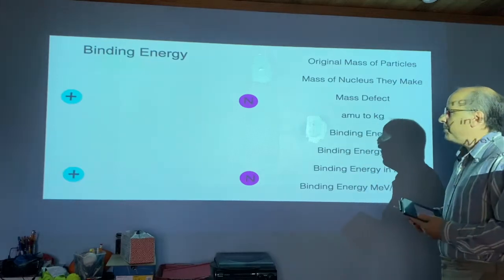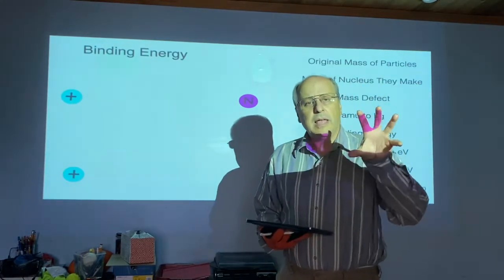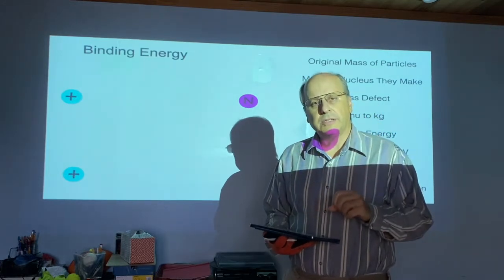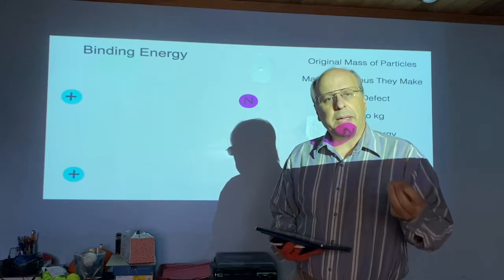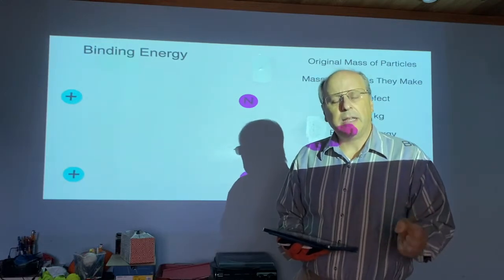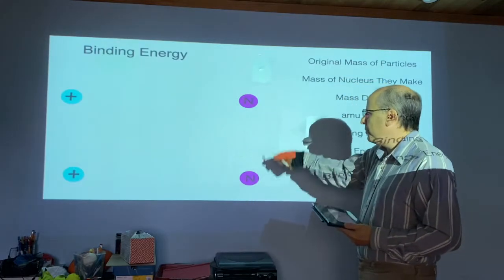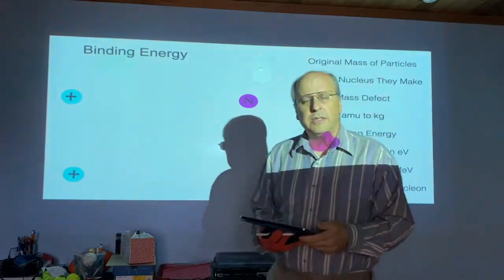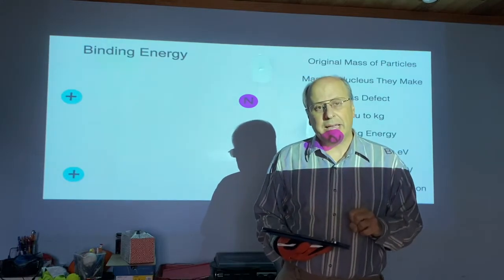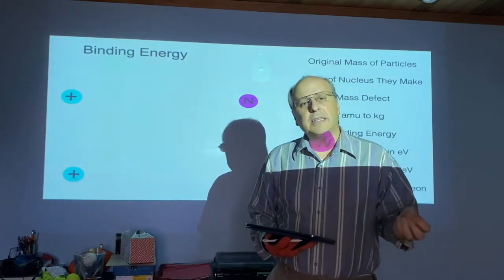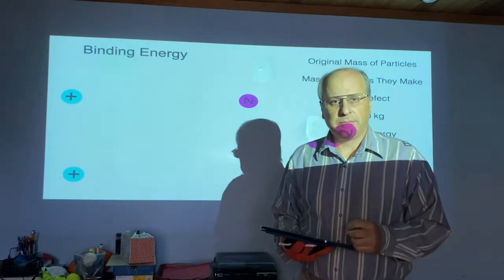And what we found with binding energy is that when you start with protons and neutrons and put them together to make a nucleus, that somehow when they form the nucleus, some of the mass that was originally present disappears from the universe. So the mass of 2 protons and 2 neutrons is greater than the mass of the helium nucleus that is formed by them. And this mass that disappears from the universe turns into energy.